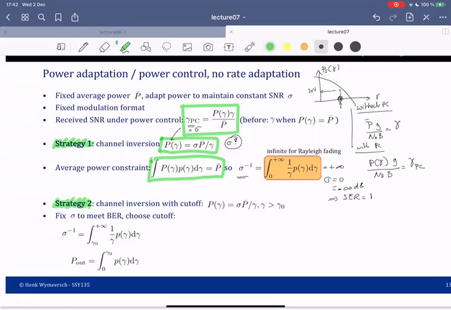You have a second strategy, which is called channel inversion with cutoff, which means that you only apply this inversion above some threshold. And then you will meet some non-zero SNR, and of course for some part of the time we'll have an outage. But basically this is a very poor strategy. This leads to poor performance, and the reason is that you're limited by the worst channels. In order to meet your target SNR, you need to put so much power on the worst channels that you have nothing to give to the good channels. So this is a poor strategy.